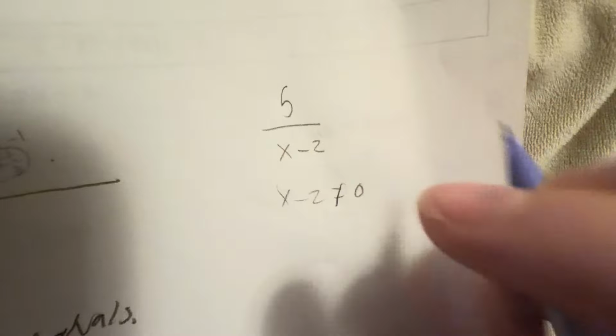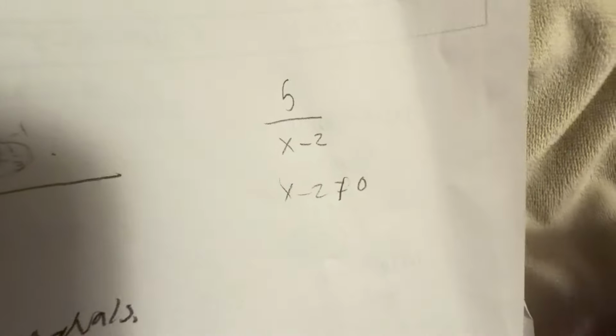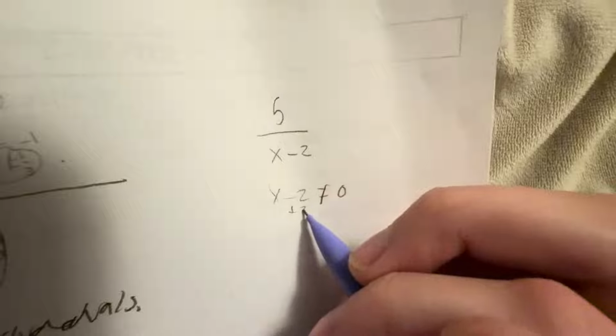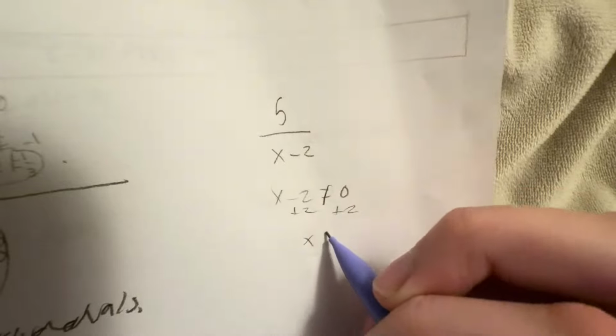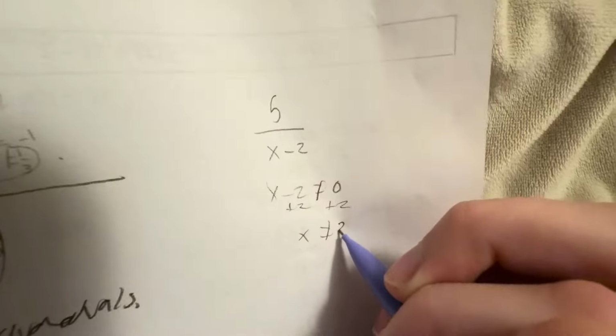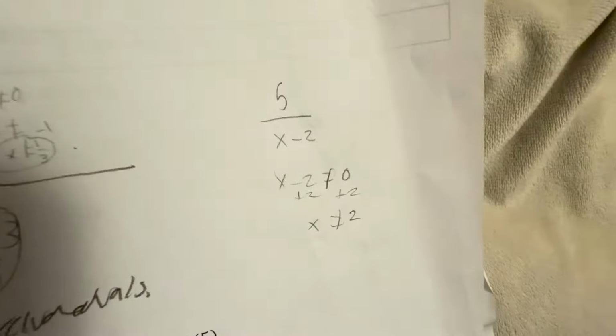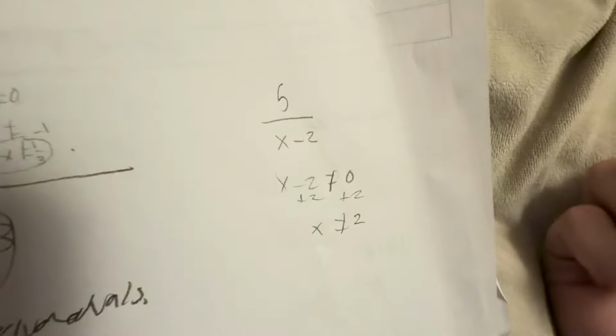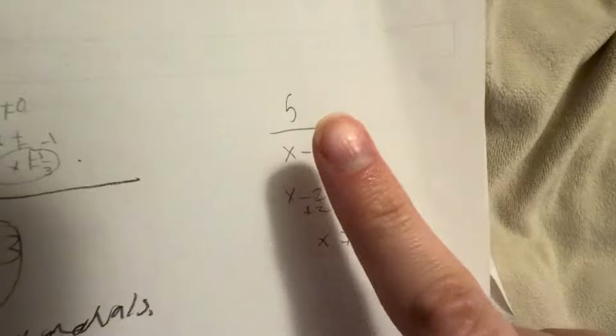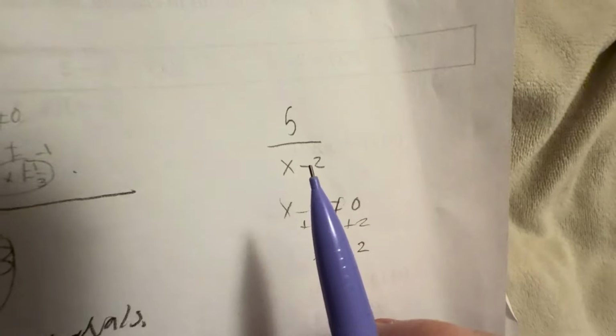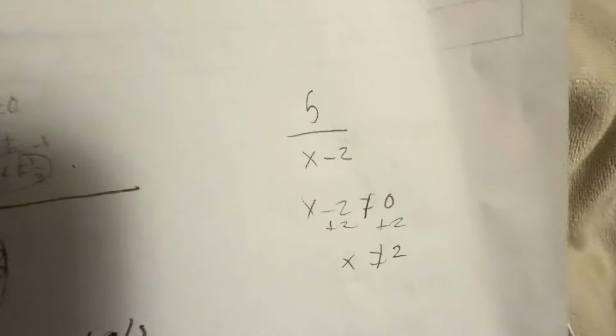Now, you do have to put a slash through that. Put a slash through that. So, then you just add 2, x does not equal 2. Boom. It's simple. It's easy. And you can do this for a lot of them. But if there's no x in the denominator, there are no excluded values, okay?